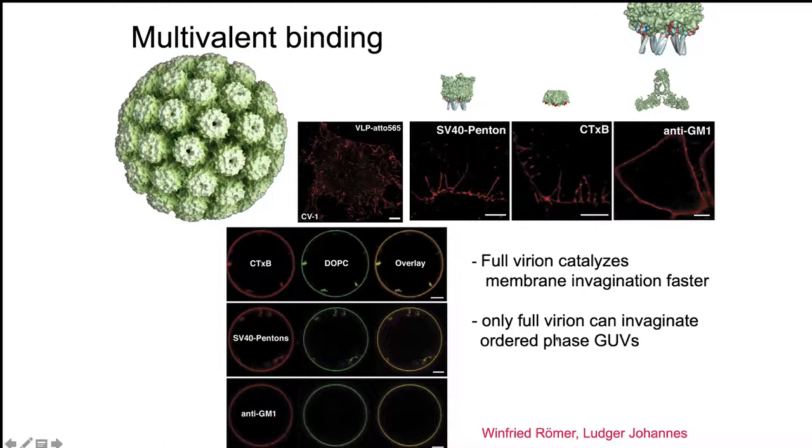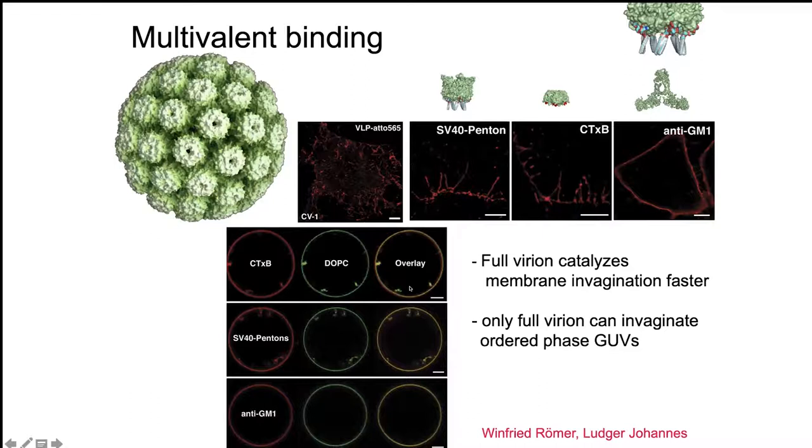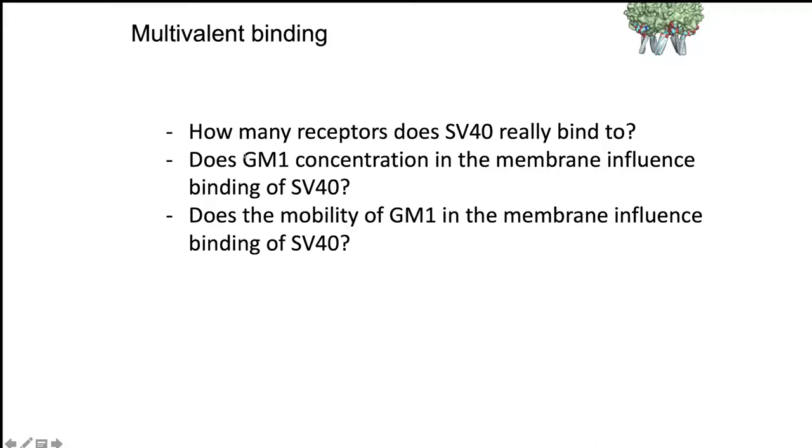So this was very exciting to us, to be able to show a structure-function relationship for lipids in viral endocytosis and infection. But a few questions remain to us. So how many receptors does the SV40 really bind to? How much does it need to stick to the cell? And do either the concentration of GM1 or the mobility of GM1 in the membrane influence binding to SV40?